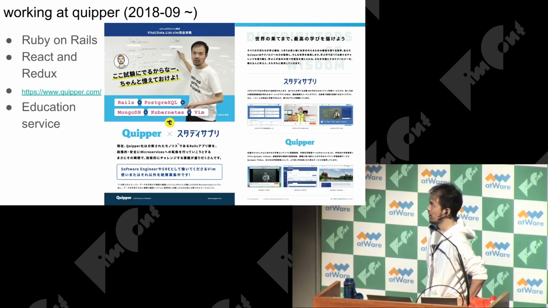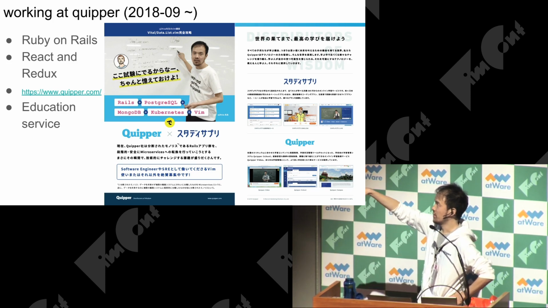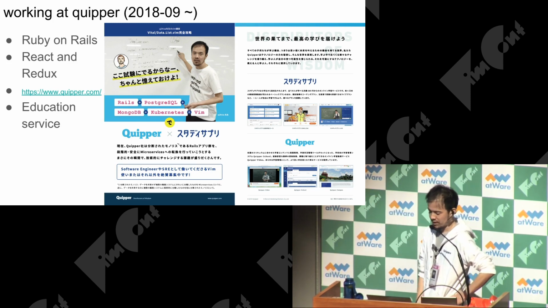I'm working at a company called Quipper. You must have received a Quipper advertisement that I made. Quipper is an education service. I'm working on a project to help teachers provide better education. I'm hired as a microservice professional, and I'm doing a Ruby on Rails project to make their system rock solid.